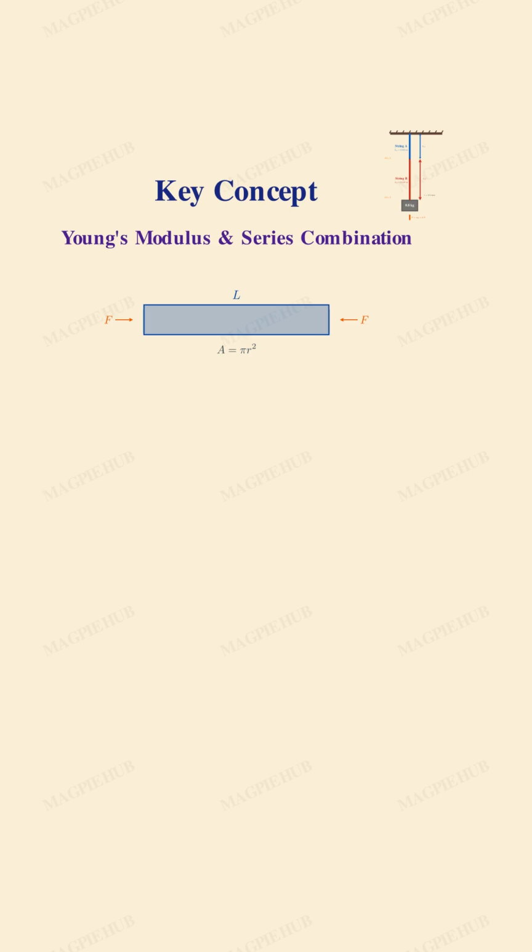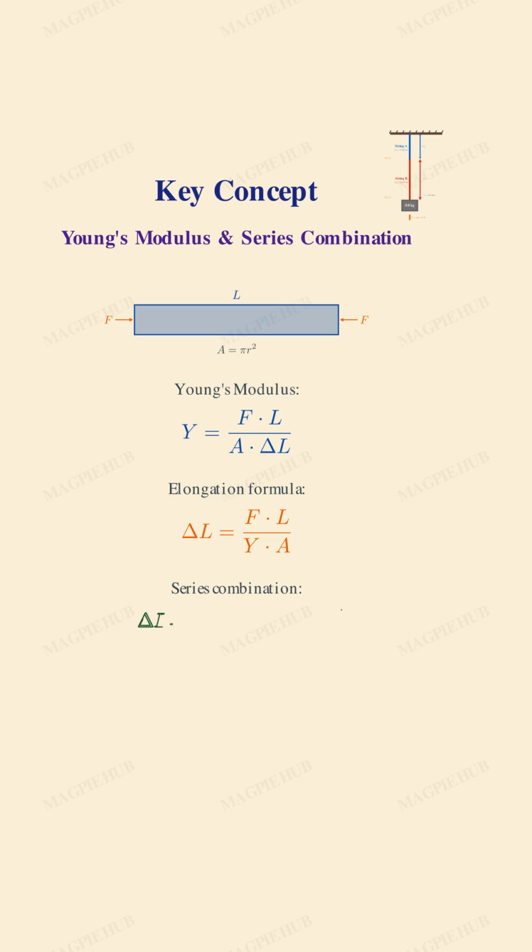The key concept here is Young's modulus. When a force F is applied to a string of length L and cross-sectional area A, Young's modulus Y equals F times L divided by A times delta L. Rearranging, the elongation delta L equals F times L divided by Y times A. For two strings connected in series, the same force acts through both strings, and the total elongation is simply the sum of individual elongations. Delta L total equals delta LA plus delta LB.